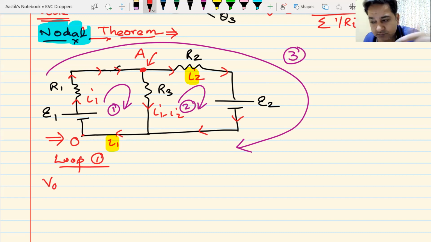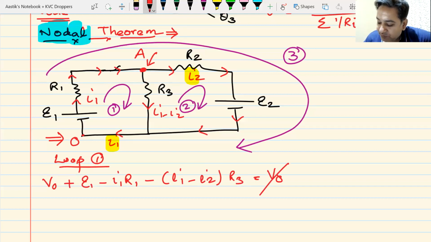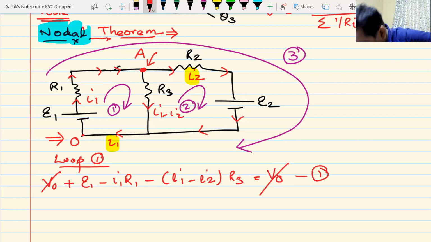On that same principle, if I apply Kirchhoff's loop law here, the answer would be V0 plus E1 minus I1 R1. Am I going correct? Yes or no? Yes, sir. Then I go down in this loop, then it will be minus (I1 minus I2) multiplied by R3. That must be equal to the potential at point O. Potential at point O will cancel out, and this is my equation number 1. Yes or no? Yes, sir. This is equation number 1 that I got from loop number 1.